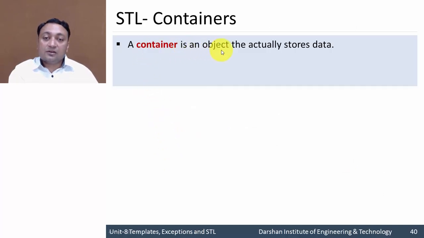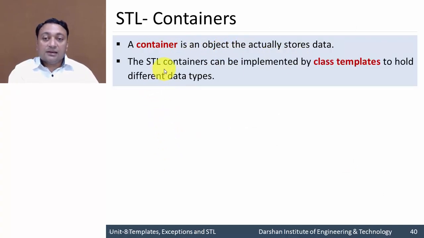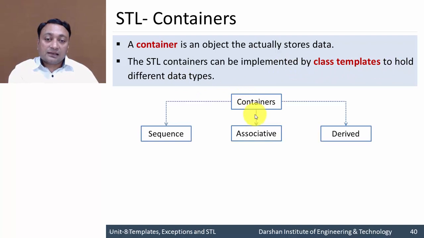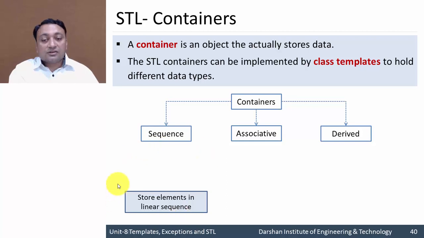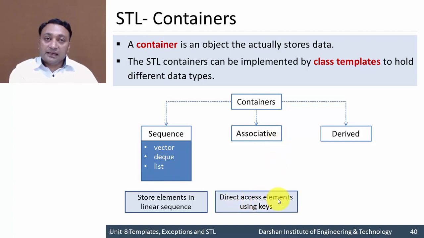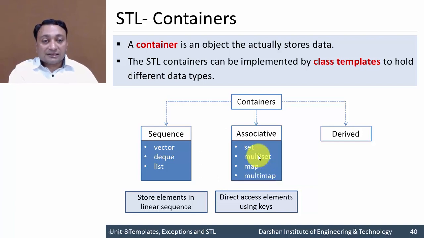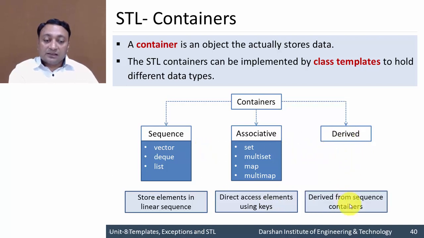First is container. It is an object that actually stores data and it can be implemented by class templates to hold different data types. Containers are classified into three types: sequence containers, associative and derived. Sequence containers store elements in linear sequence like vector, deque and list. Associative containers are used to directly access elements using a key, like set, multiset, map, multimap, or we can say hashing. In hashing, we access elements using keys. Next is derived containers, which are derived from sequence containers, which are stack, queue and priority queue.